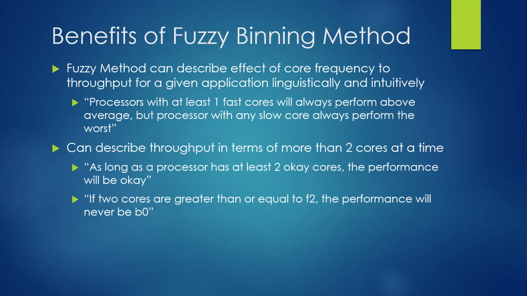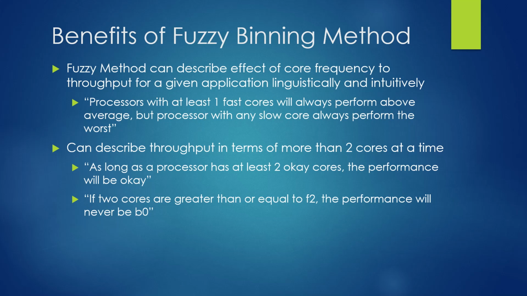And we can also extend this out. I mean, this design was only looking at 2 cores at a time to come up with the performance and building these into a hierarchy to minimize the rules. But we could extend this concept out to looking at something with more than 2 cores at a time. So, a couple examples would be: as long as a processor has at least 2 OK cores, the performance will be okay, right? This is a fuzzy term, and we can input this into our fuzzy system to try to gauge how a device will perform and bin that accordingly.